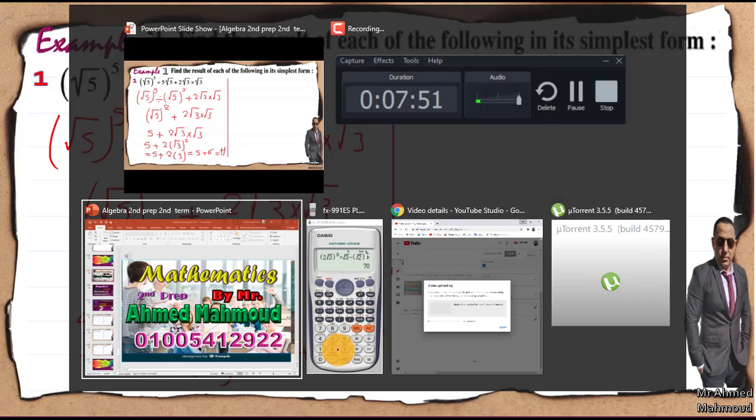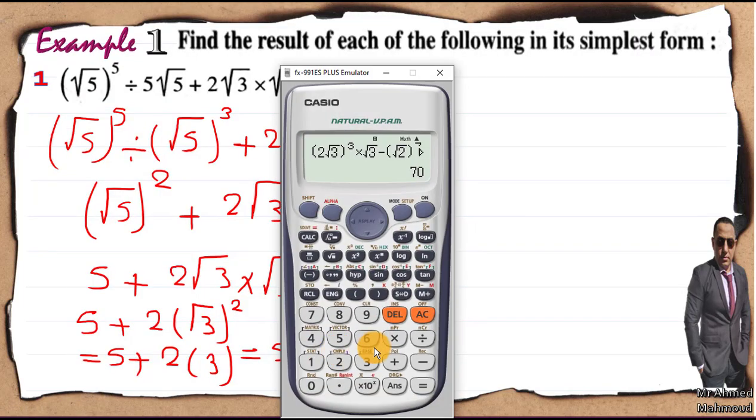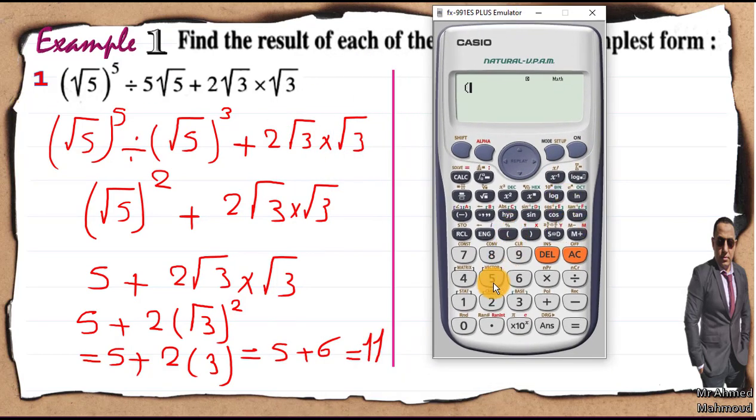Now I can check by using the calculator like this. Bracket root 5 outside the bracket, close the bracket, and the power 5 outside, divided by root 5 go outside the bracket plus 2 root 3 go outside the root times square root 3 and equal, it is equal to 11. Okay, you have to check by using the calculator.